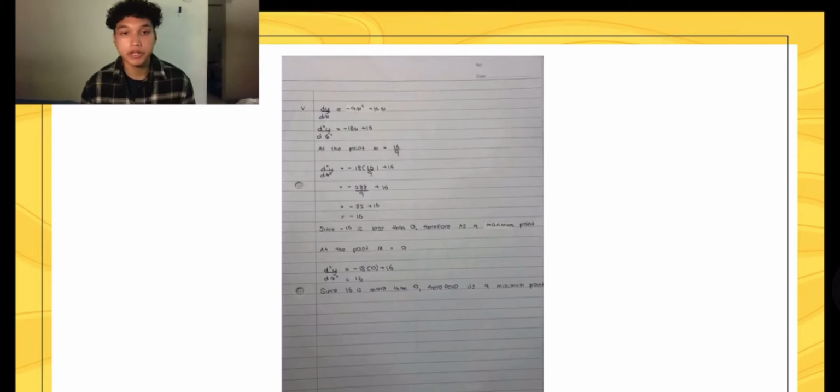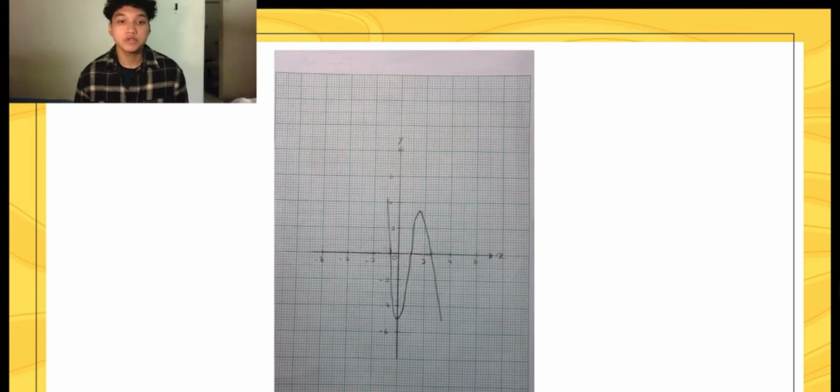Then for the second point, we need to make x equal to 0. Then differentiate it again, and the answer will be 16. Since 16 is more than 0, therefore it is a minimum point. At the end, when we put all of the values in the graph, it will turn out like this.